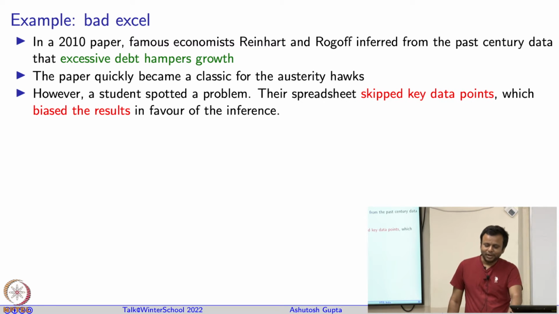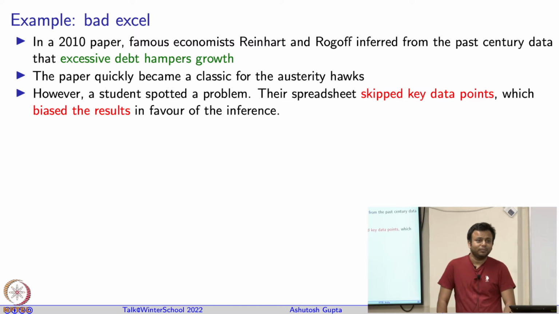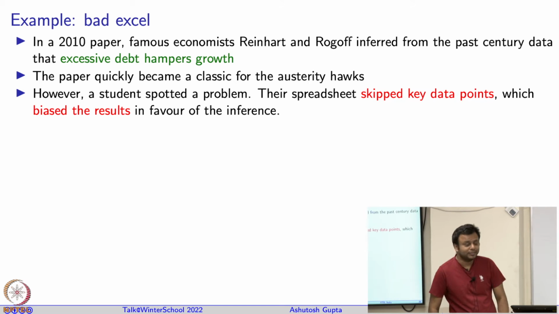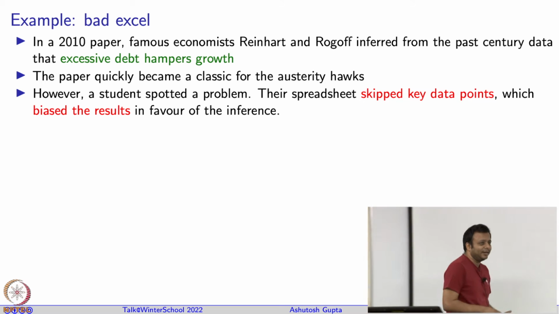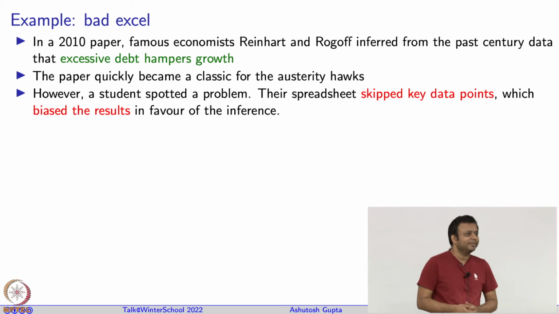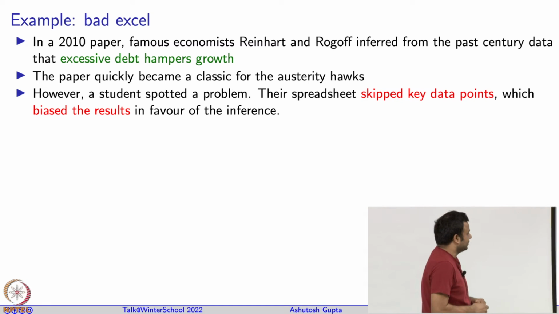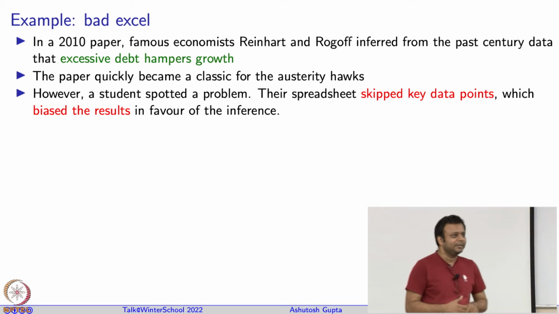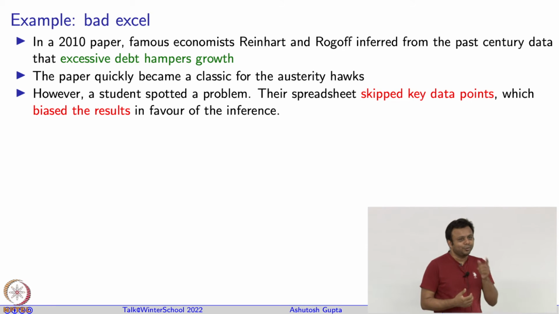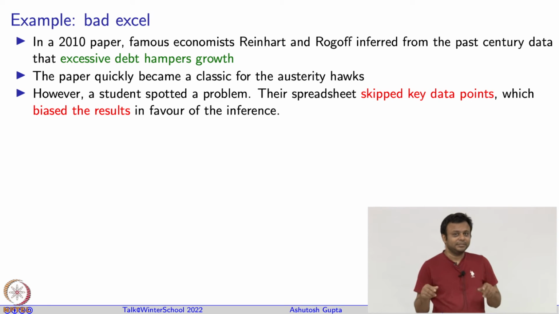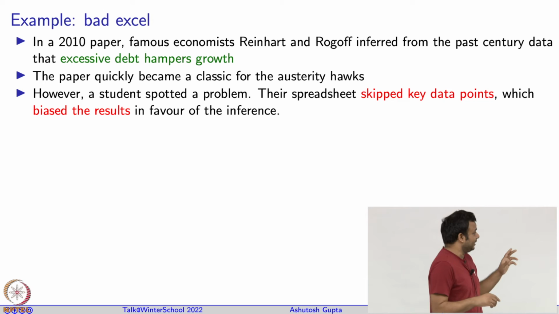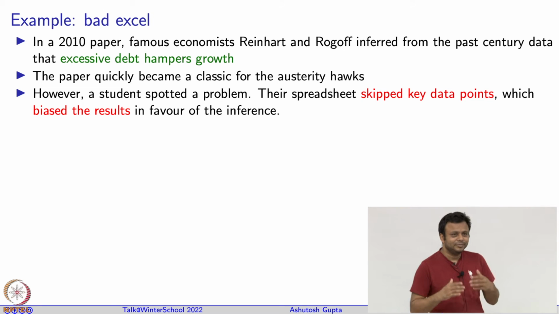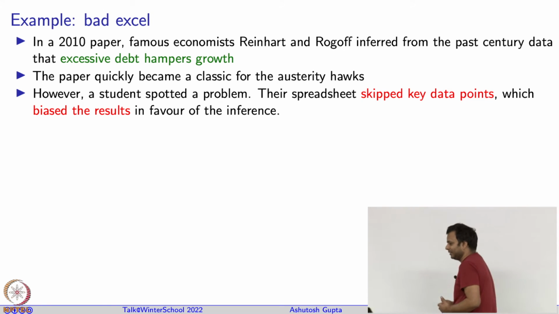However, a student spotted the problem in the spreadsheet. First he tried to take their data and reproduce the result, but couldn't reproduce it. So then he asked for the data. He took the data directly from them and still could not produce the result. Then he said, okay, actually give me your code. That code was in an Excel sheet, so they provided the Excel sheet which was making the conclusion.